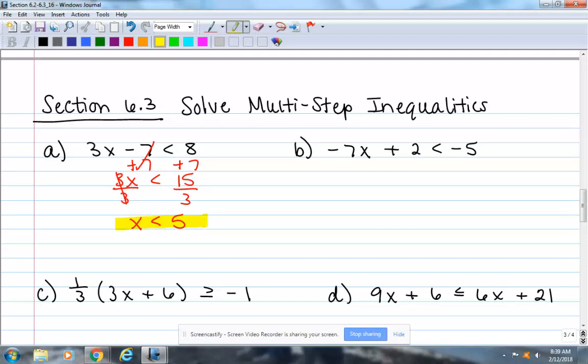All right. So problem B, negative 7x plus 2 is less than negative 5. So how are we going to get our x by itself? Subtract 2. So negative 7x is less than what? Negative 7. And then how do we solve for just x? Divide by negative 7. So what do we have to do? Flip our symbol to greater than. And what's negative 7 divided by negative 7? 1. Any questions about that?